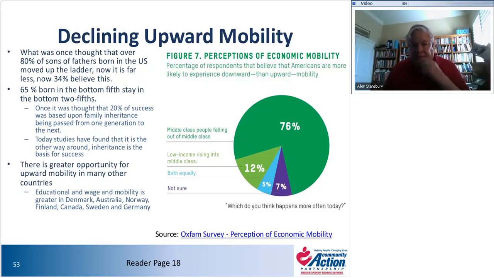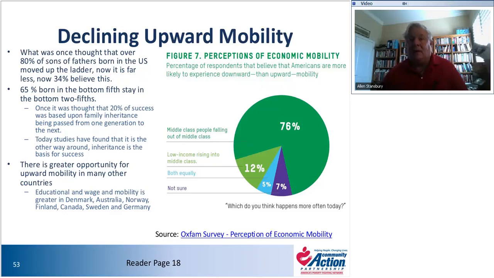And as you can see, according to a survey from Oxfam, 70% of the middle class are falling out of the middle class and falling into a lower income. And so only out of 100%, 12% think that they might be able to rise into the middle class. And this is a survey from Oxfam.